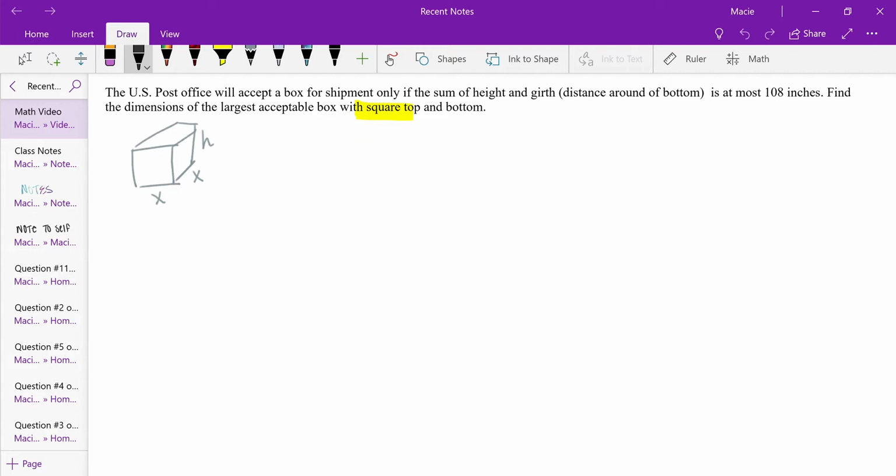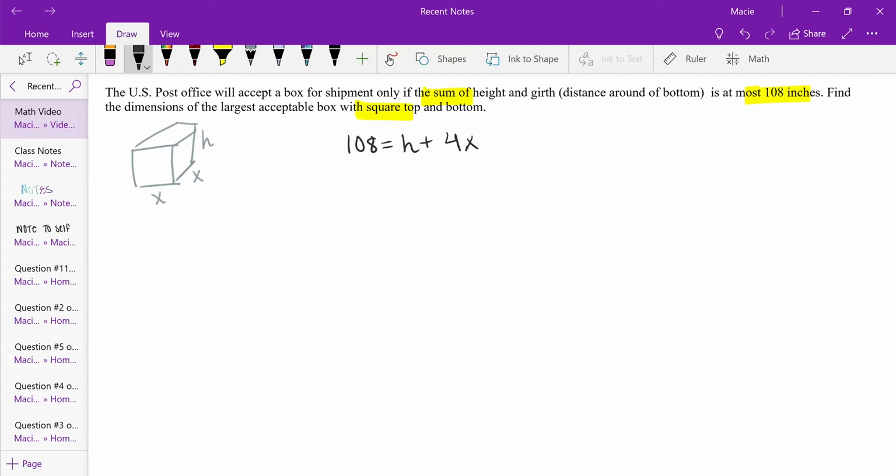So we know that our first equation is in the problem, because it says the sum is equal to 108 inches. So we can make an equation: 108 equals the sum of height and girth, or distance around a bottom. So height, which is h, and girth, which would be 4x, because girth is the distance around the bottom, and the bottom dimensions are x and x, and since it has 4 sides, we multiply by 4, so 4x.